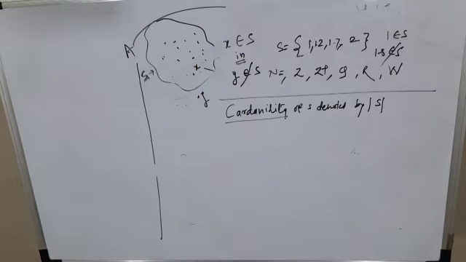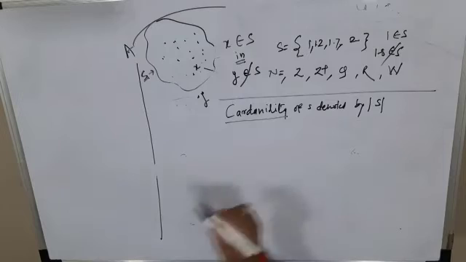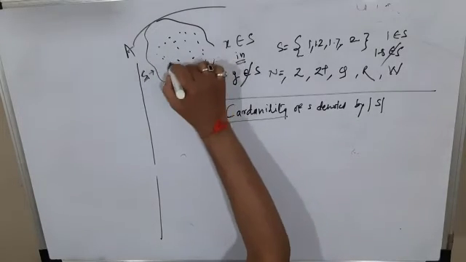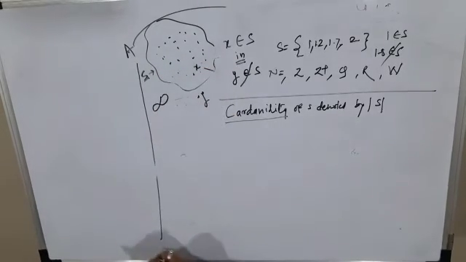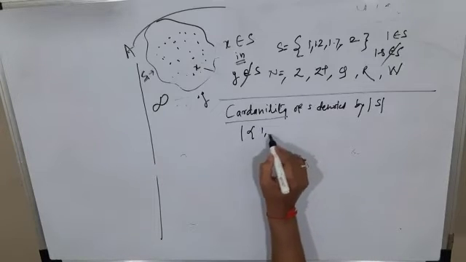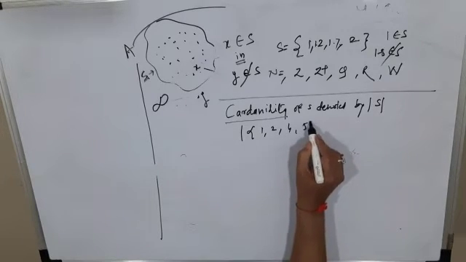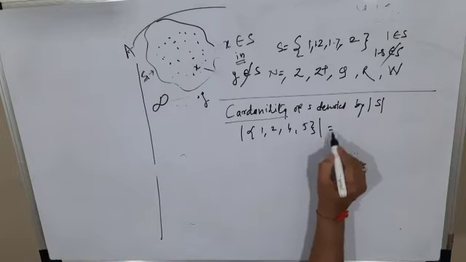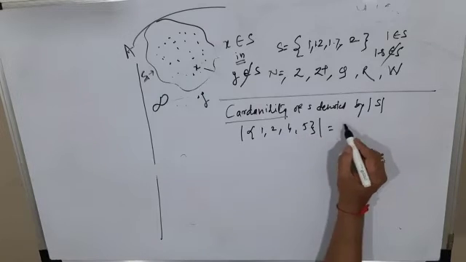If the set has infinitely many numbers, you can say that the cardinality is infinite; otherwise it is a finite number. Suppose we take an example: the cardinality of the set {1, 2, 4, 5}. What is the cardinality of this? It is nothing but 4.